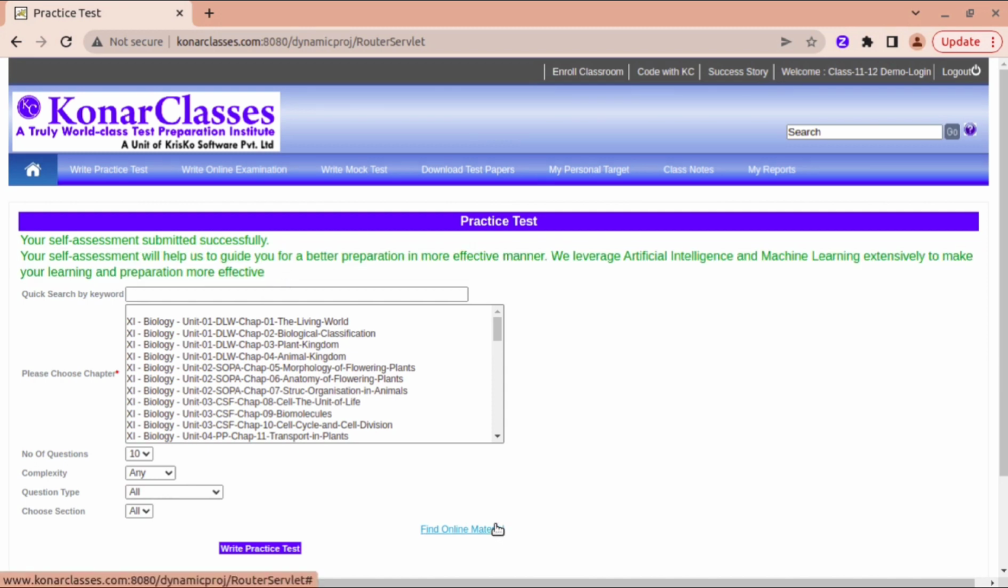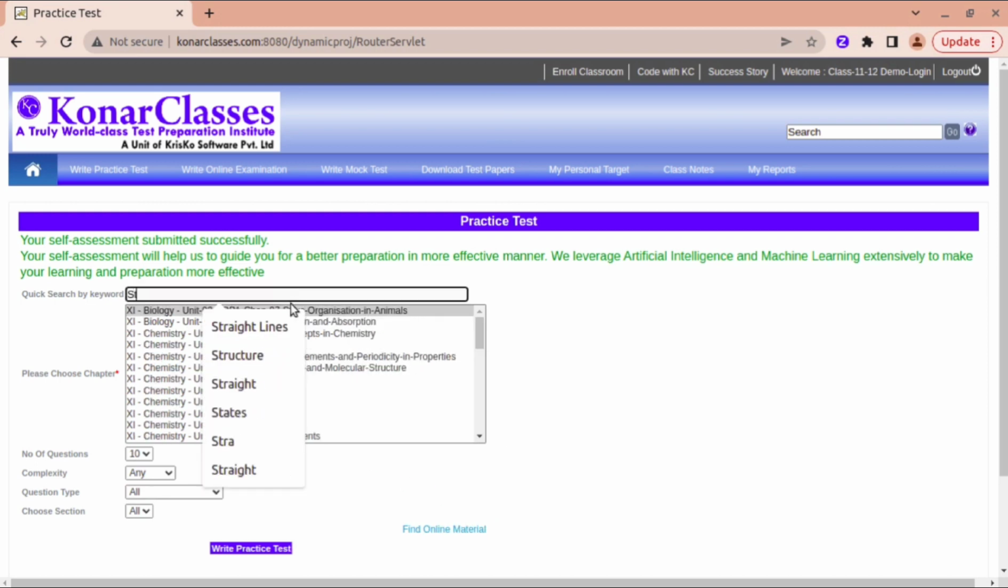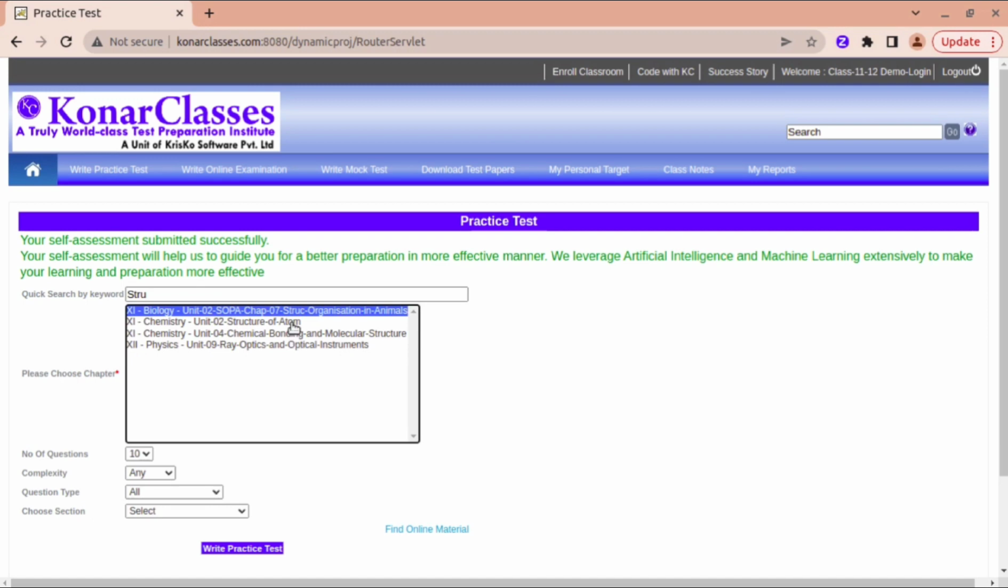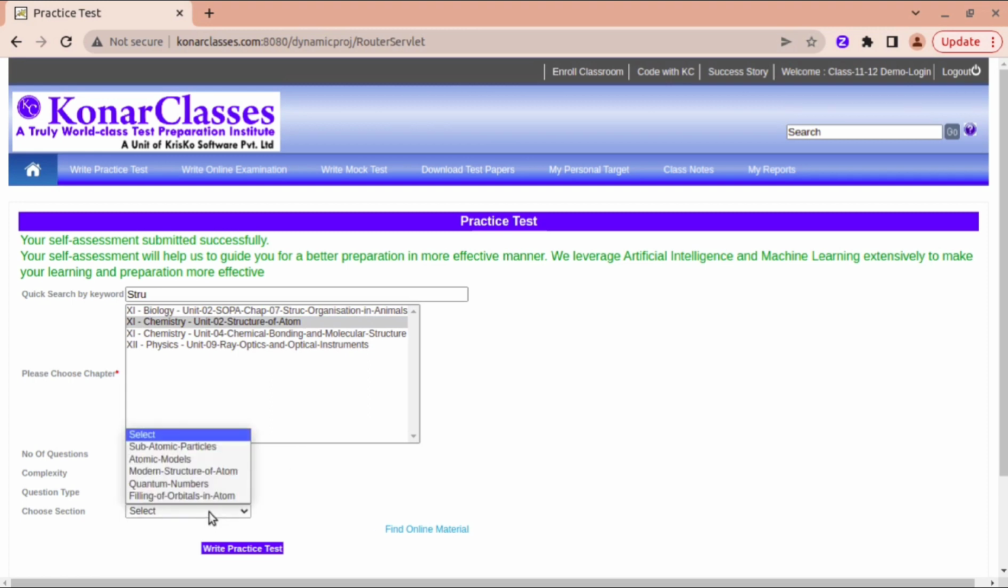Like physics, you can take any unit from chemistry, mathematics, biology. Suppose in chemistry I select one topic called structure of atom, and then I select the complexity low. Then I select the section, for example atomic models. There are many sections: subatomic particles, atomic models, modern structure of atom, quantum numbers, filling of orbitals in atoms. So here I am selecting atomic models.